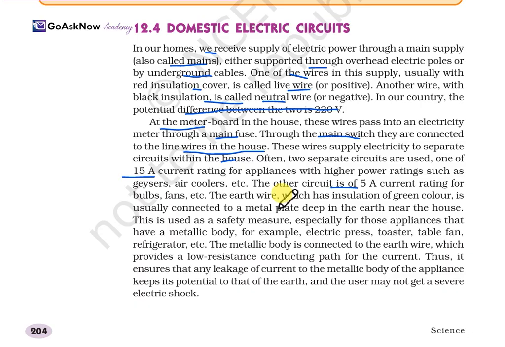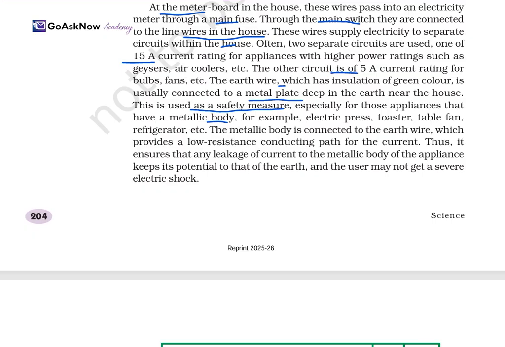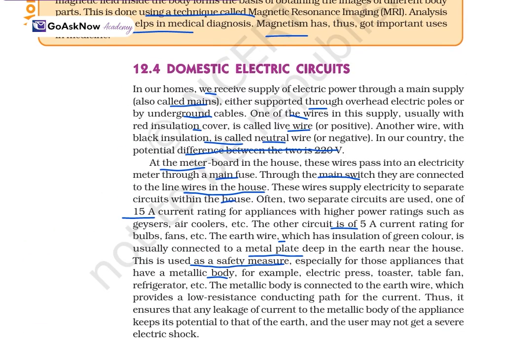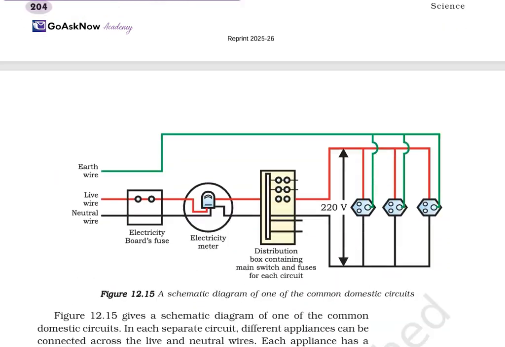And the earth wire, which has green insulation, is usually connected to a metal plate in the earth near the house. This is a safety measure, especially for those appliances that may have a metallic body, for example electric press, toaster, table fan, refrigerator. So these are some domestic electric circuits and their uses.